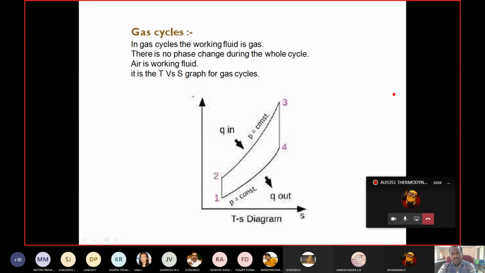The figure shows the temperature versus entropy graph for the gas cycles. So you can get the gas cycle with this TS diagram. In this diagram, we have two isentropic processes and two constant pressure processes. So in gas cycles, there is no phase change during the whole cycle.